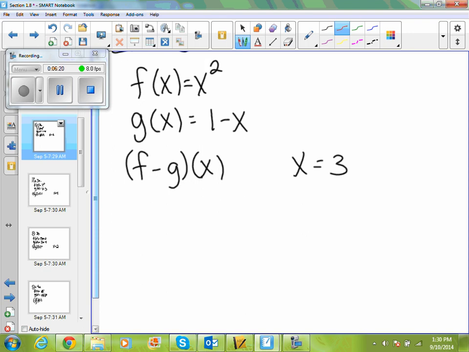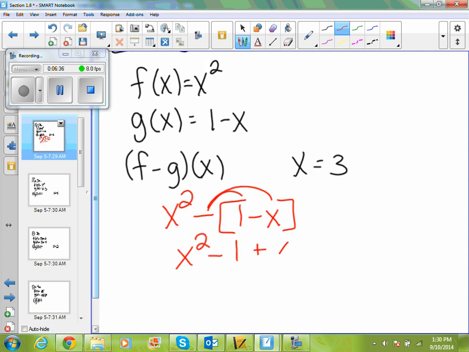So I'm going to subtract them. My f of x function is x squared, and I'm subtracting my g of x function, which is 1 minus x. And it goes in brackets, so I remember to distribute my minus sign. So I get x squared minus 1 plus x when I distribute that minus through. And then I'm just going to put them in order. So x squared plus x minus 1.